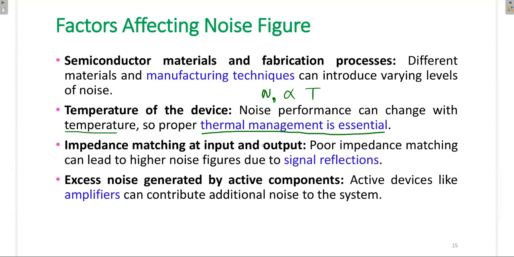Then impedance matching at input and output. So poor impedance matching can lead to higher noise figure. So due to signal reflections, this mainly will occur at a microwave frequency. That is, whenever we are operating with a higher frequency, there comes the concept of reflections. Then it can lead to the higher noise figures. Then excessive noise generated by active components. We know that there are some noises, like shot noise, that will be generated by active devices like amplifiers, oscillators. That can also contribute to the additional noise in the system.